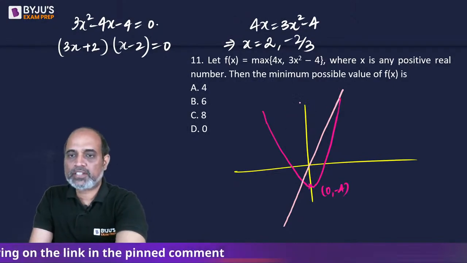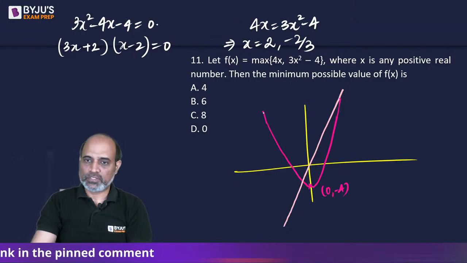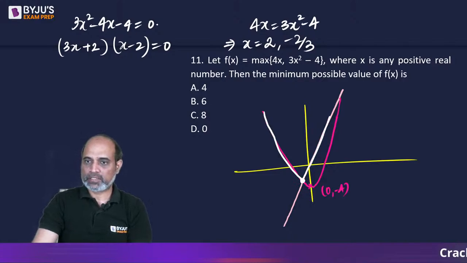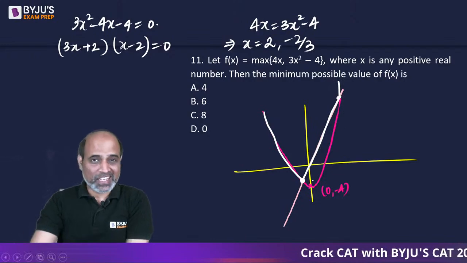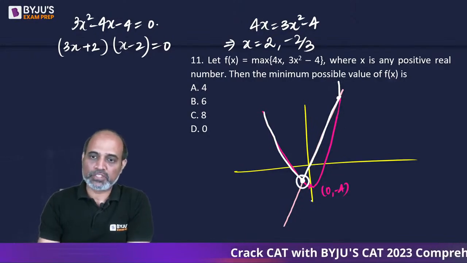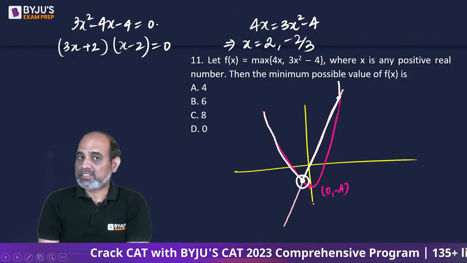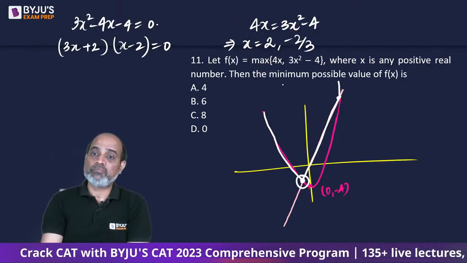Now, since we are asked to find out the max of this, the max means whatever graph is going to be on the higher side. So this is what we get. Then we will take this, and after that the parabola. We can very clearly see from the graph that the first meeting point on the negative side of the x-axis is where you will find the minimum possible value.